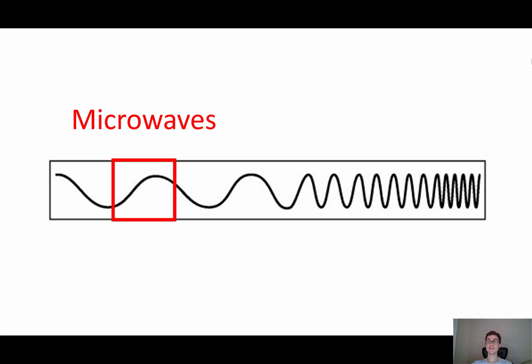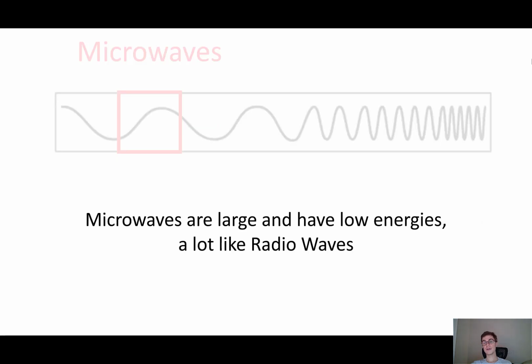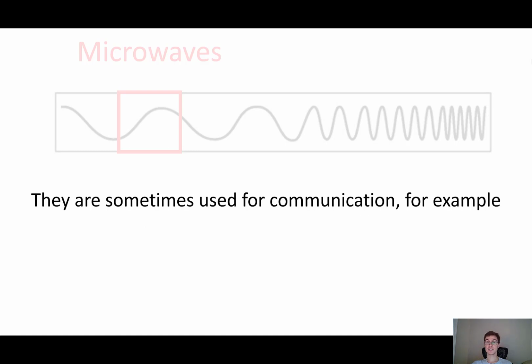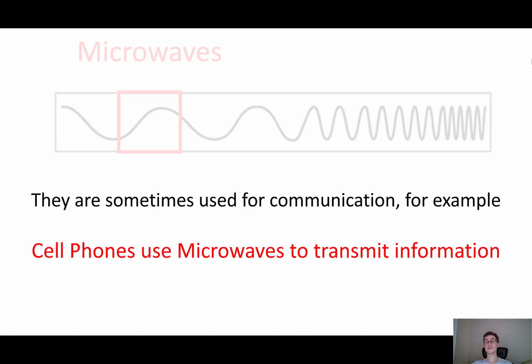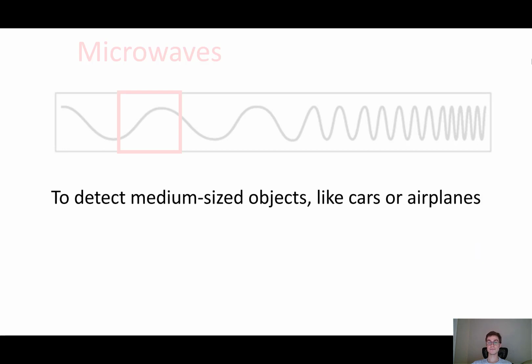Microwaves are next up on the list, next highest energy. They are big and they have low energies, a lot like radio waves. They're sometimes used for communication also. So for example, cell phones will use microwaves to transmit information. They use microwaves and not radio waves, first of all because radio already uses radio waves, but second of all because microwaves can be made with a less big antenna. So the giant radio stations, those are huge. You can't carry that around in your pocket. Cell phones are smaller, so they can make smaller waves, microwaves. To detect medium-sized objects like cars or airplanes, radar sensors use microwaves also. So microwaves are used in radar sensors too.